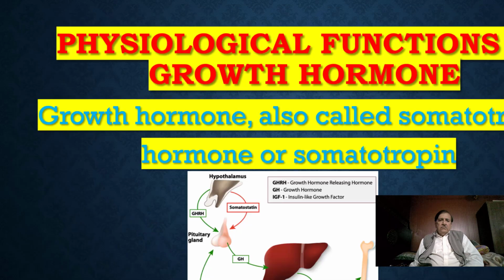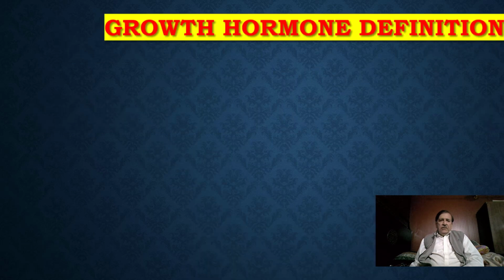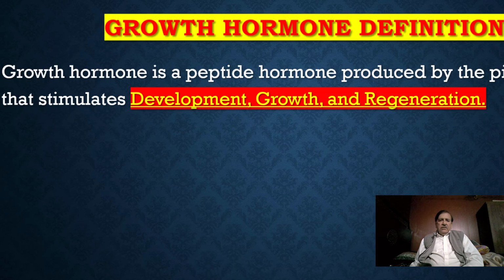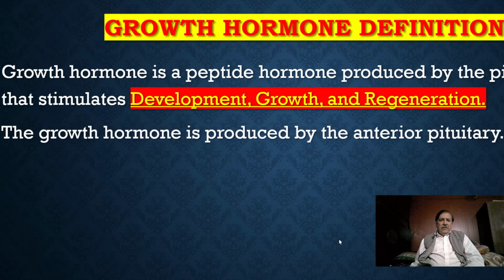Today's lecture is about the physiological function of growth hormone. Growth hormone is also called somatotropic hormone or somatotropin. Growth hormone definition: growth hormone is a peptide hormone produced by the pituitary gland that stimulates development, growth, and regeneration. The growth hormone is produced by the anterior pituitary.